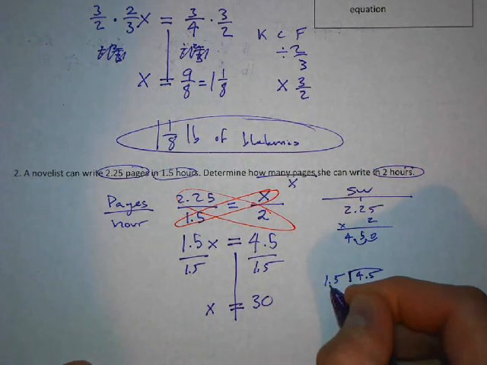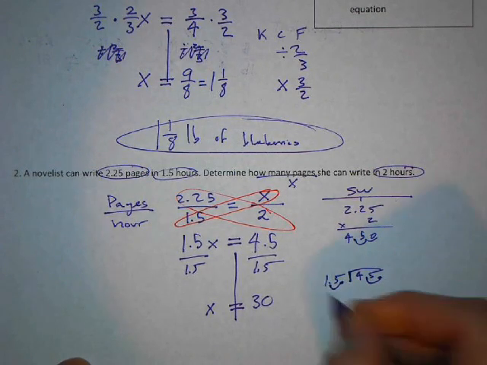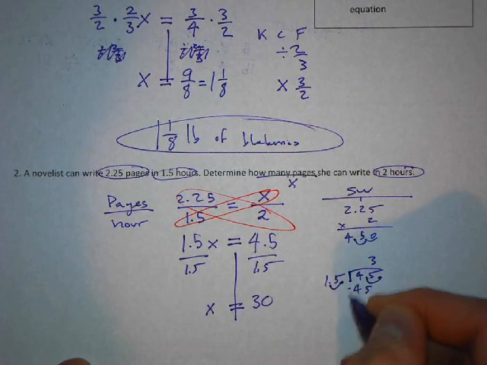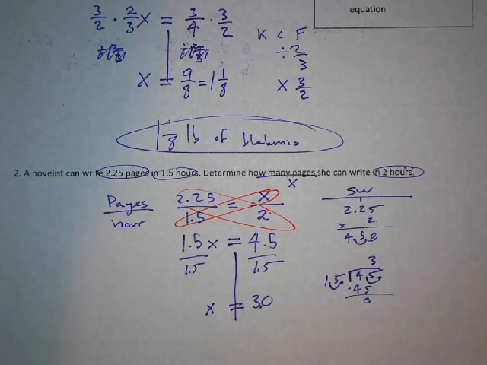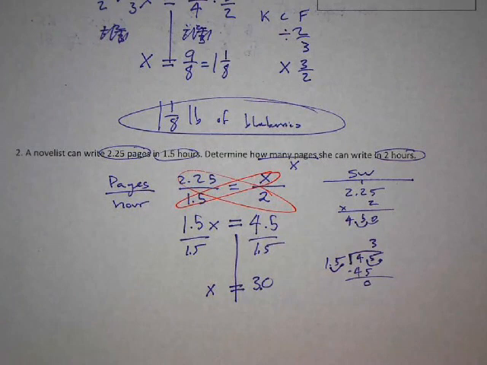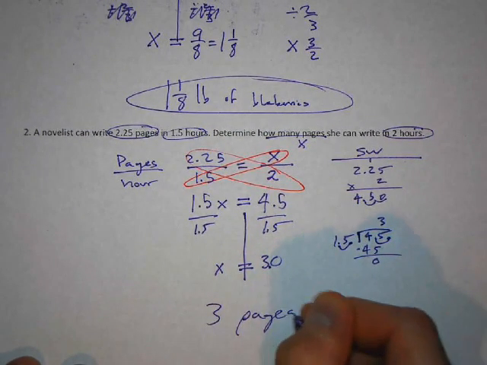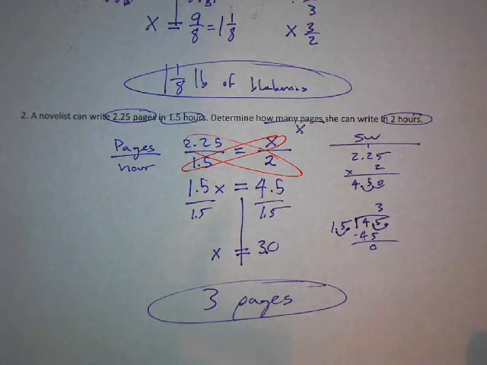So let's go ahead and do that division over to the side real quick. Make sure we don't make a mistake like that. We've got to move the decimal outside, which means we move it inside. 15 goes into 45 3 times. And that's why the decimal place is right there. So it's 3, not 30 or 0.3. So she can write 3 pages in 2 hours.